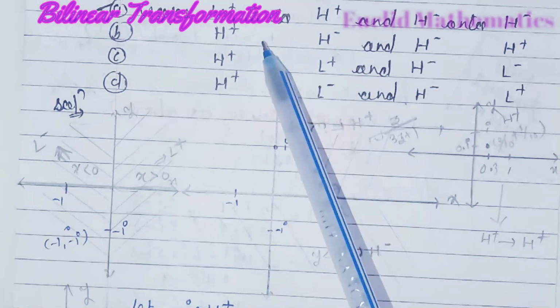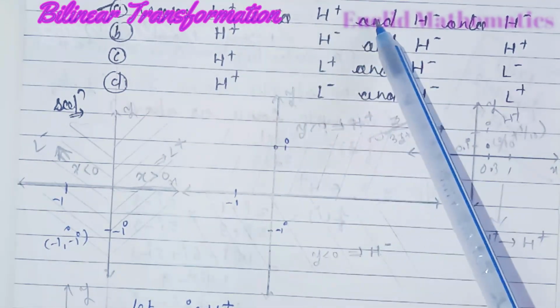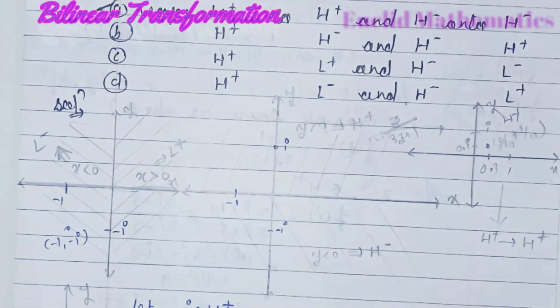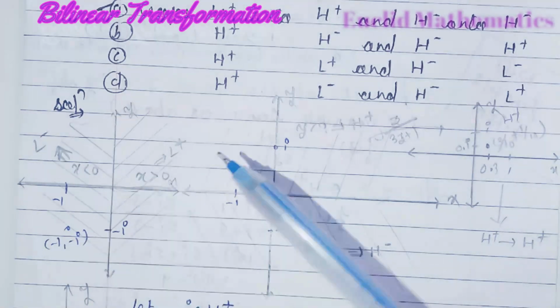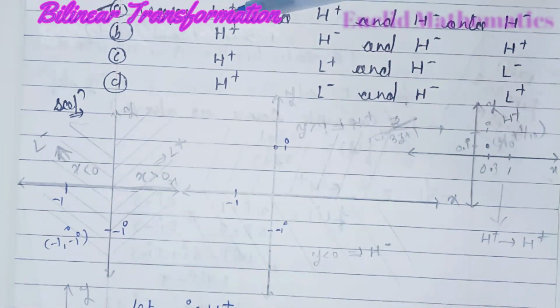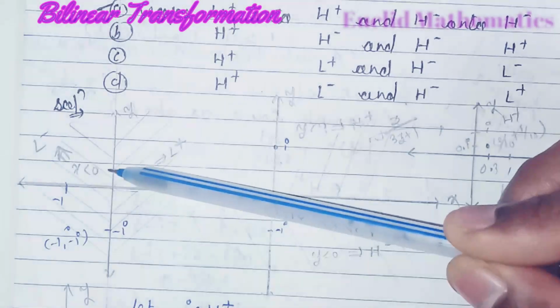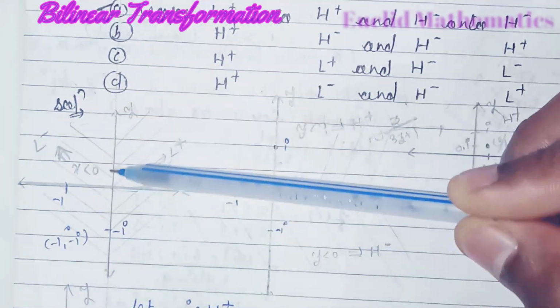Now our first option says that H plus maps onto H plus and H minus maps onto H minus. Now consider any point which belongs to H plus, that means a point which belongs here where y is positive.